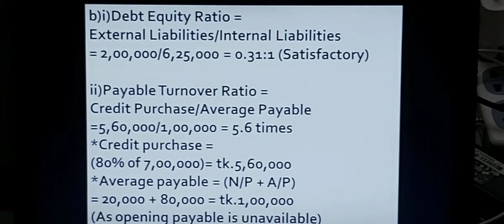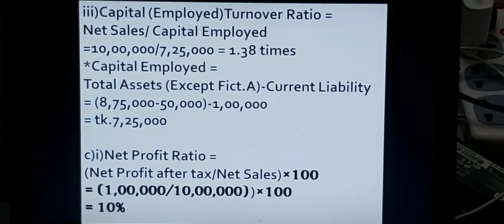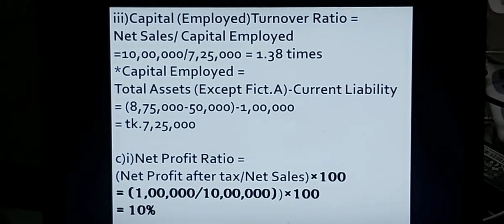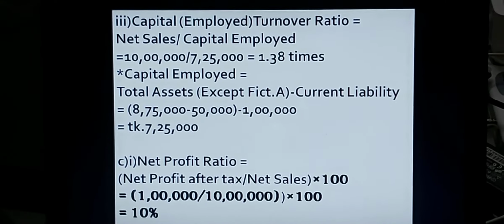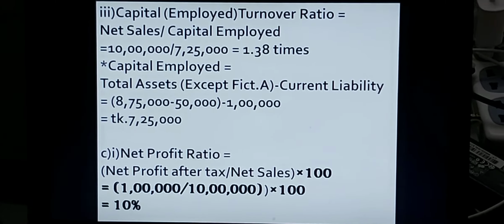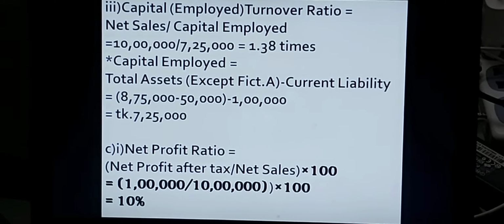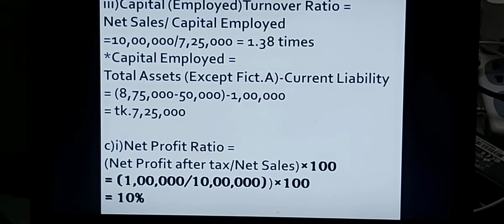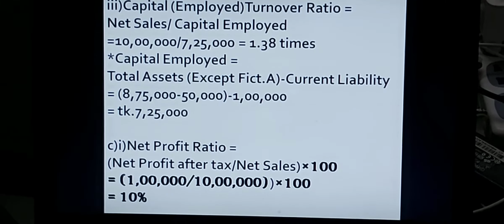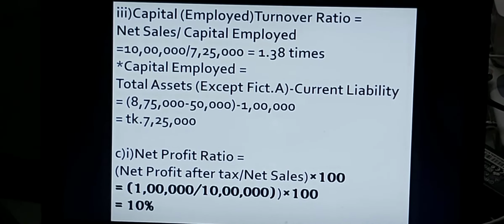Dear students, I think you have written in your accounting copy. Now you can go to the third one for requirement B, capital employed turnover ratio. Capital employed turnover ratio is equal to net sales divided by capital employed. Net sales, that is the amount of total sales, is taka 10 lakh. As no sales return or sales discount is available, total sales is equal to net sales, that is the amount of 10 lakh, which we got from other information.